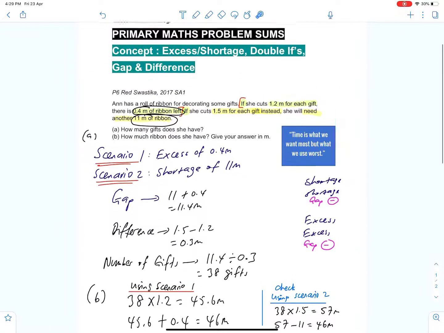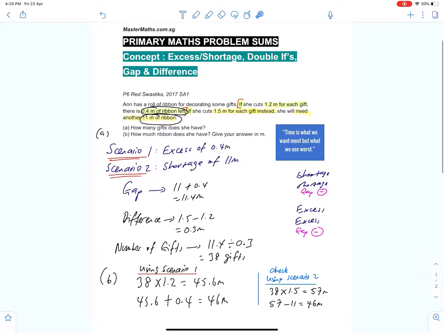So go ahead, try other double if style questions. Pretty standard excess shortage question. Just got to know the technique for the gap and difference, and then the last step is a division, and then use the scenarios to help you check your answer.